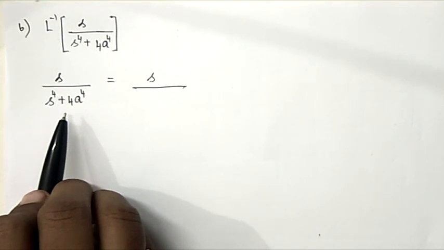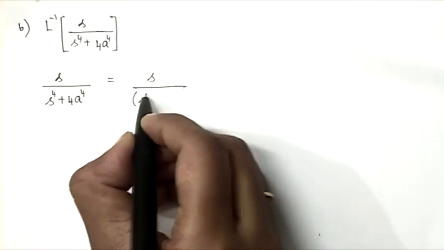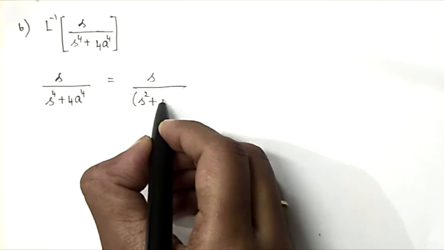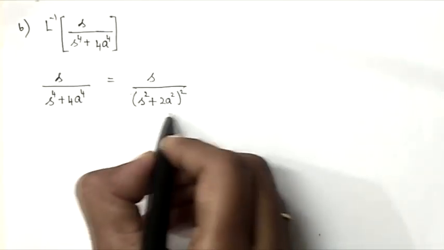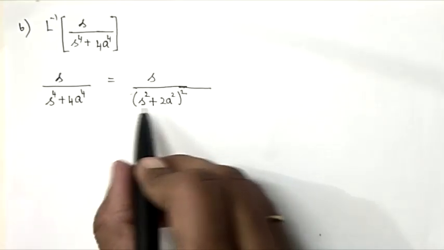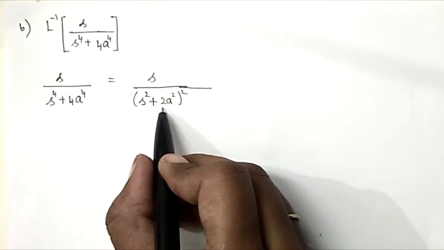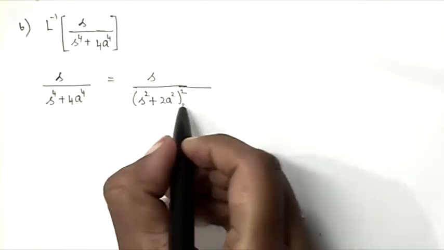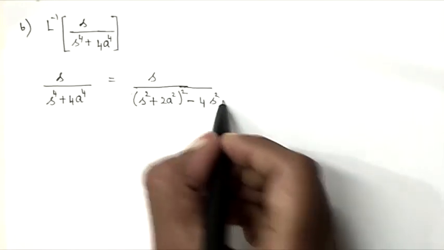I'll try to write it as some a plus b the whole square minus some term. So I can write this as s square plus 2a square the whole square. If I expand this, s square plus 2a square the whole square, I'll get s power 4 plus 4a power 4, and I'll get one more extra term, and the extra term is going to be 4s square a square. So what I'll do, I'll subtract that term. So minus 4s square a square.